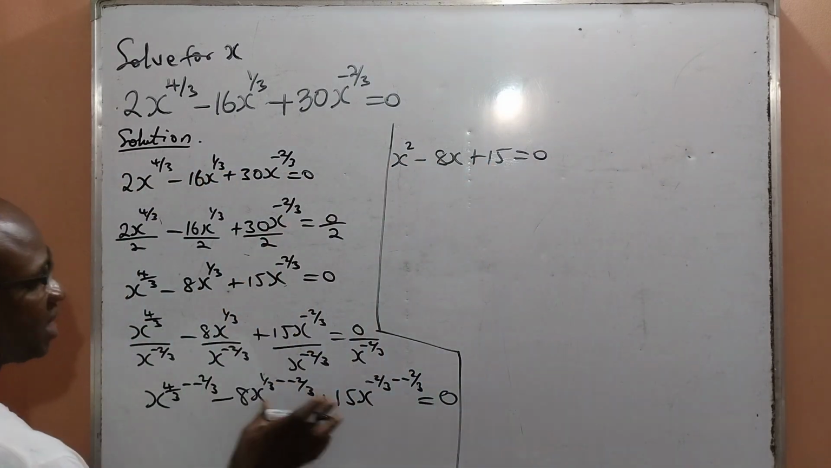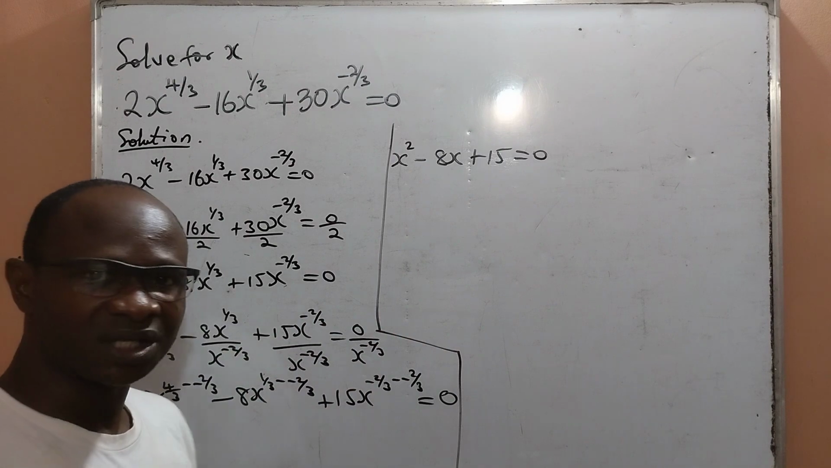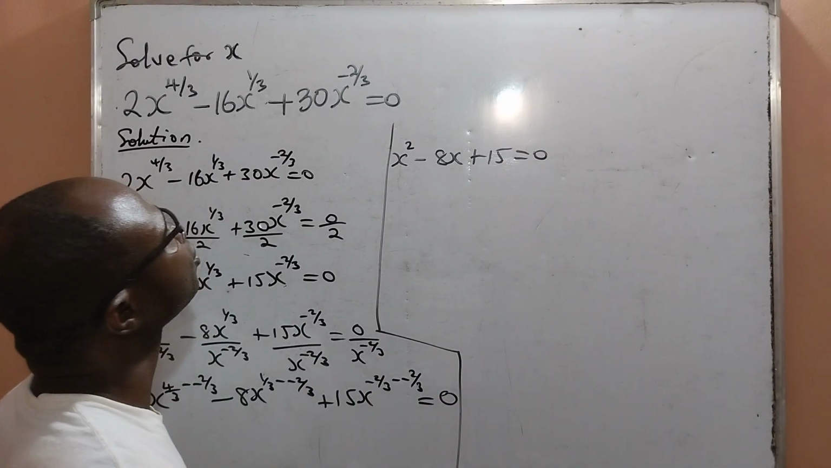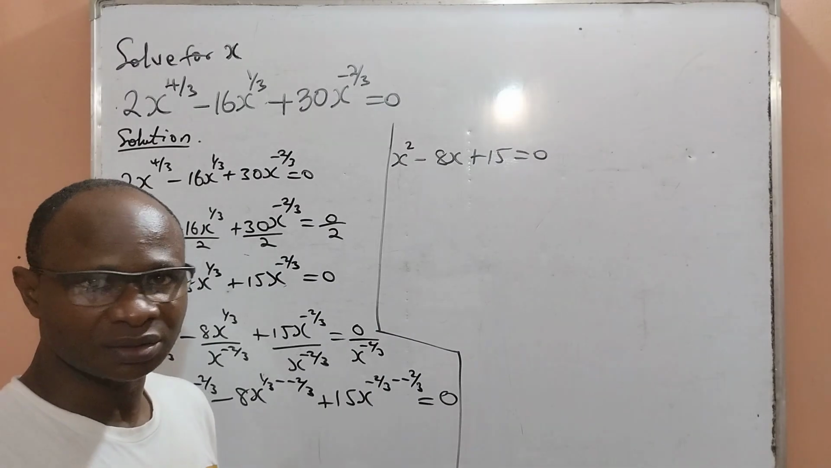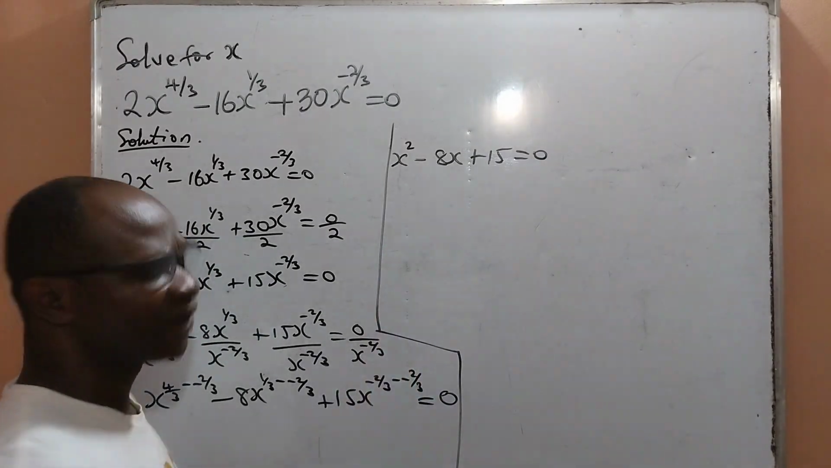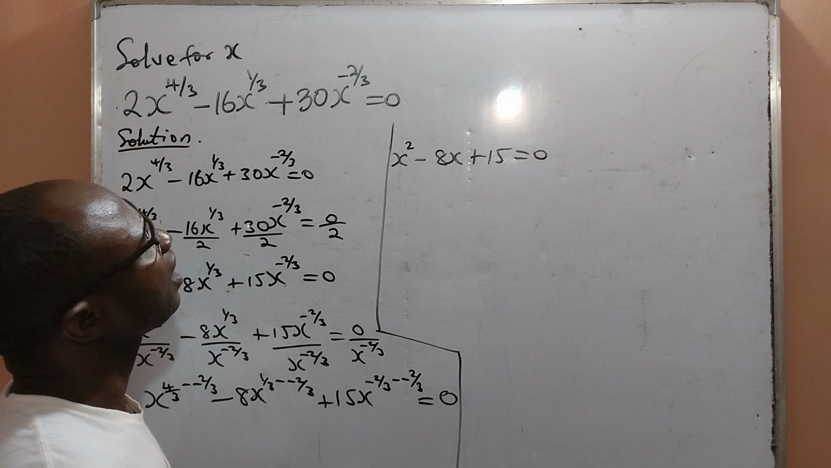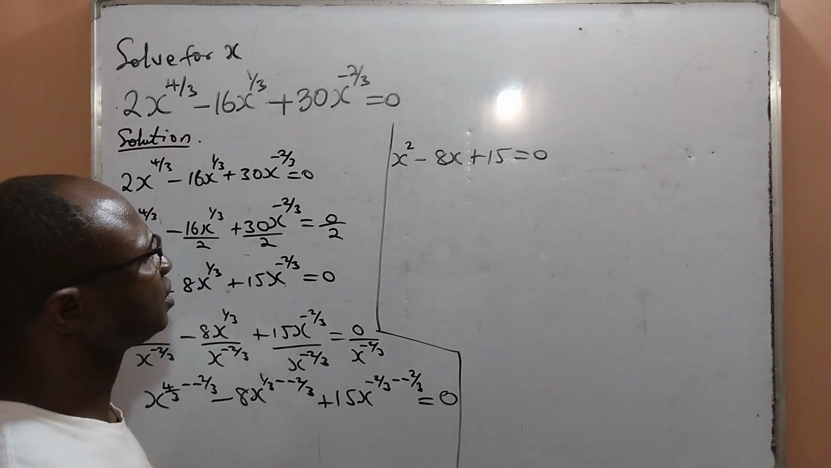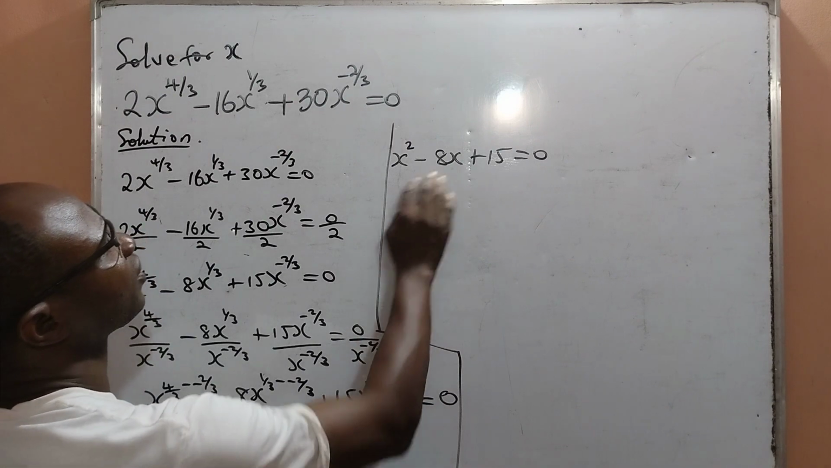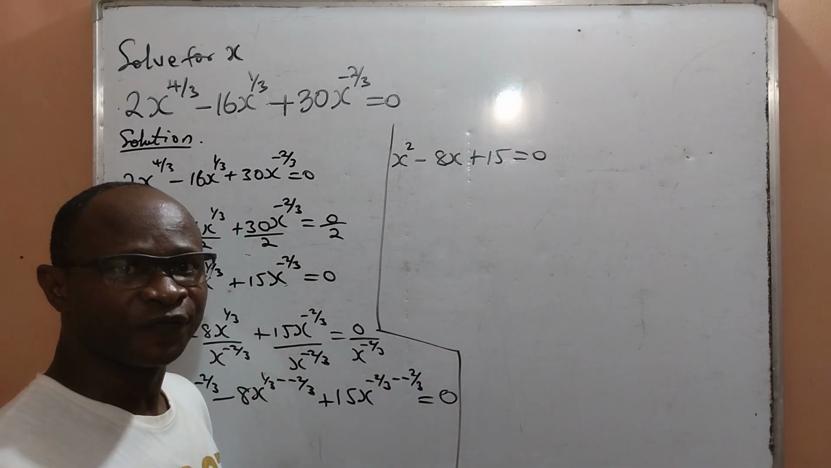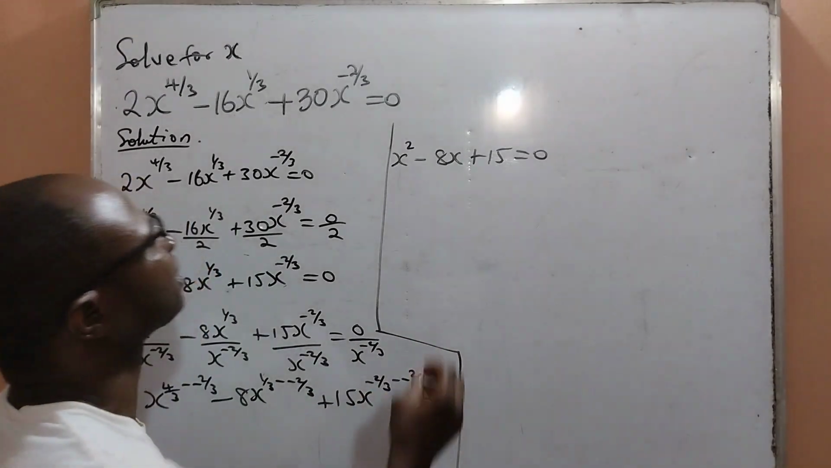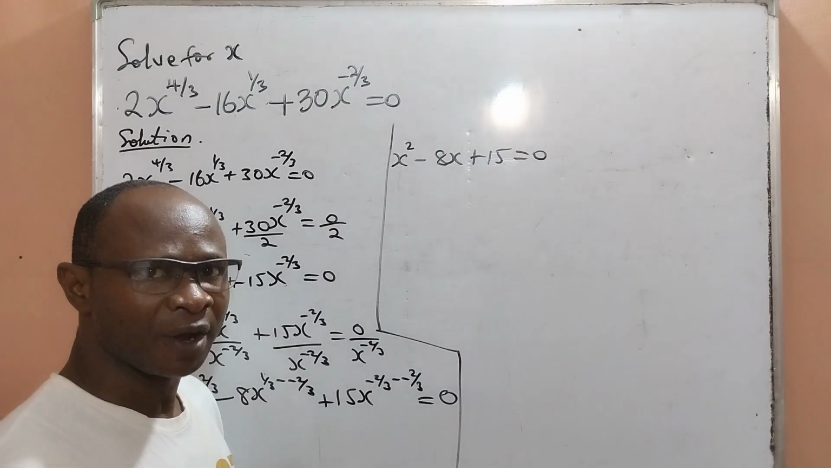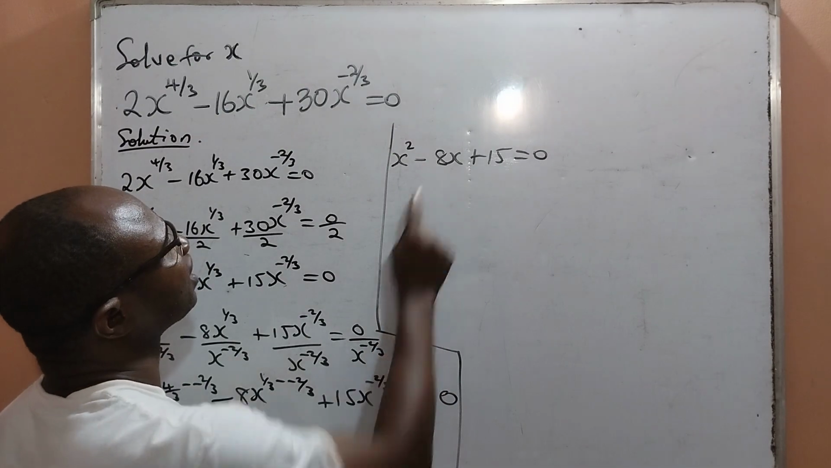Now, we have narrowed it down to a simple quadratic equation. And at this point, what we will do next is to use any of the methods of quadratic equation to solve for the value of x. And here, let us go by factorization method, which says that looking at this, we look for two numbers that we multiply to get plus 15. And when we add that same two numbers, it will give us minus 8.